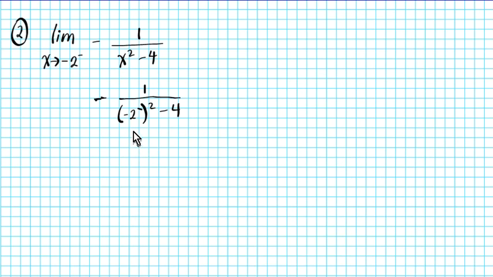Let's illustrate that. Negative 2 from the left. What does that look like on the number line? So let's draw our number line to give us a visual. So this is negative 2, this is negative 1, and this is negative 3. We are approaching negative 2 from the left side. So this is negative 2 from the left.